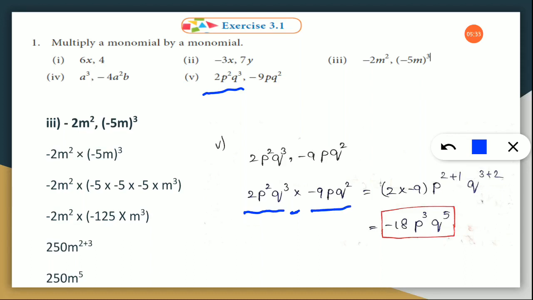Okay, so this 2 and minus 9 is first multiplied. And then the same base value, that is p and p square, and p is there. So I am taking it as p power 2 plus 1. Next, q, there are two same bases again, so I am going to add their powers. Q power 3 plus 2. Okay, so the answer will be minus 18, p power 3, and then q power 5.